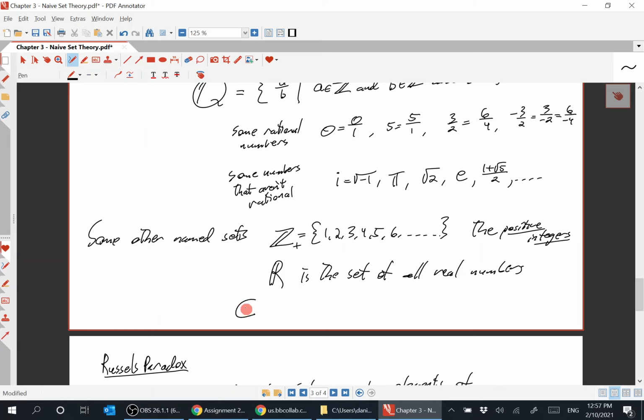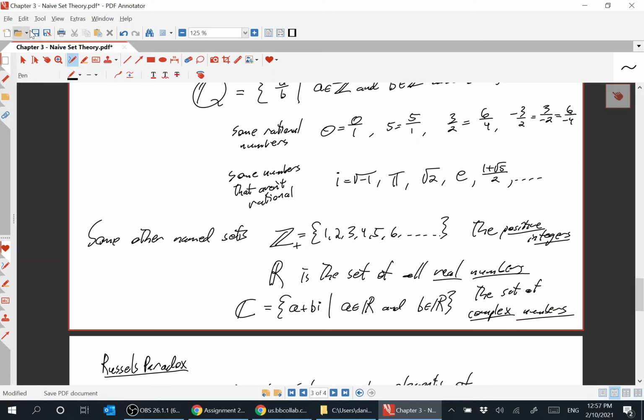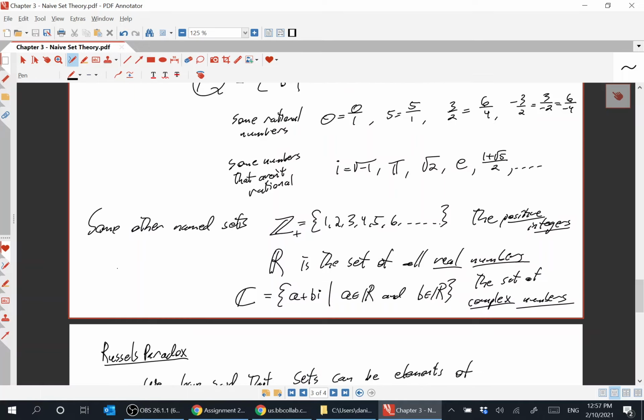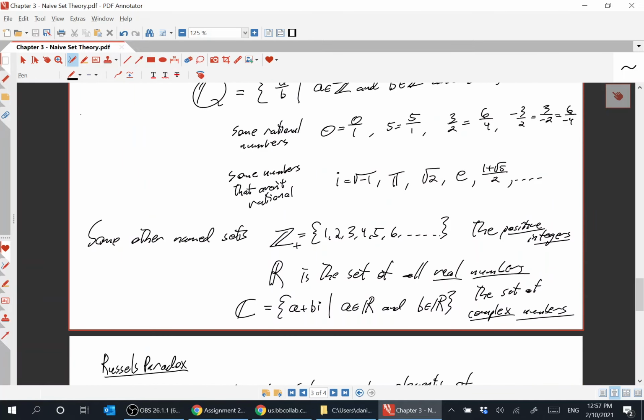And then there's this, complex numbers. That's the set of all a plus bi, i being the square root of negative 1, such that a and b are both real numbers. A is a real number, and b is a real number. So that's using that square root of negative 1 business, the set of complex numbers. And if you take Math 3200 complex variables, you'll go over that.